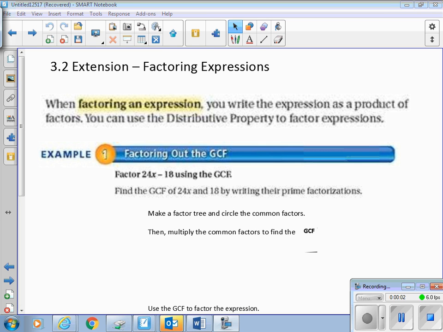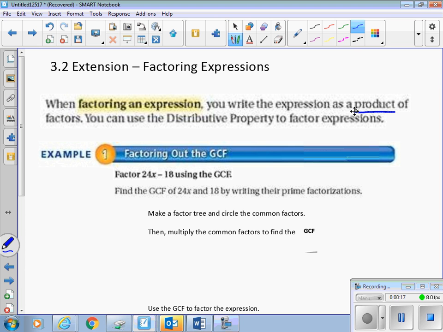Today we're going to look at an extension lesson from 3.2, and this one is called factoring expressions. When factoring an expression, you write the expression as a product of factors. Remember, a product is the answer of a multiplication problem. Factor times factor equals product. And then you can use the distributive property to factor the expressions.